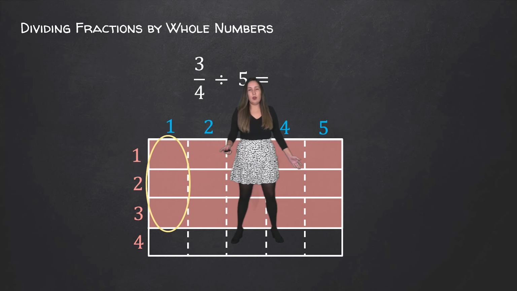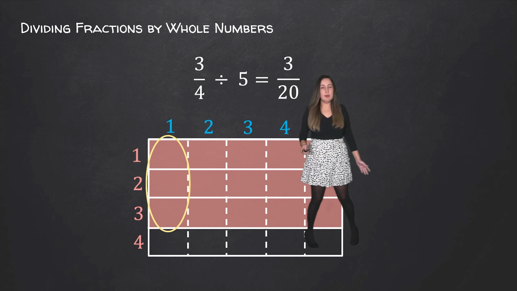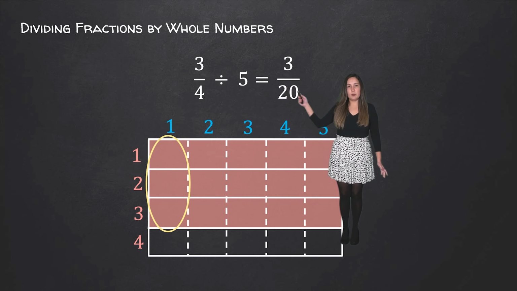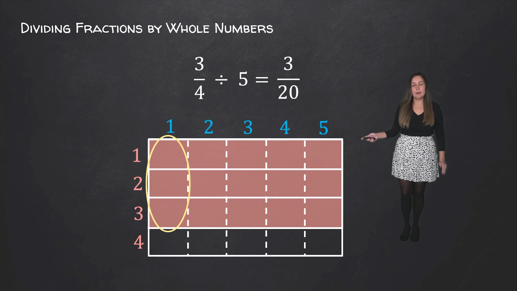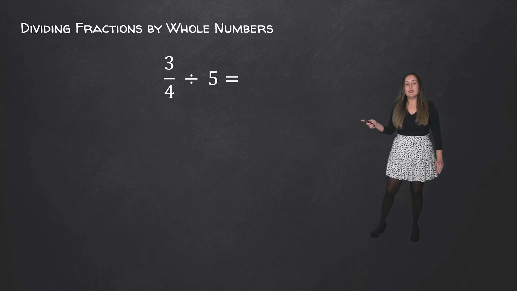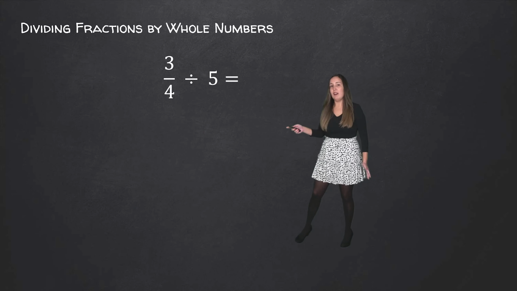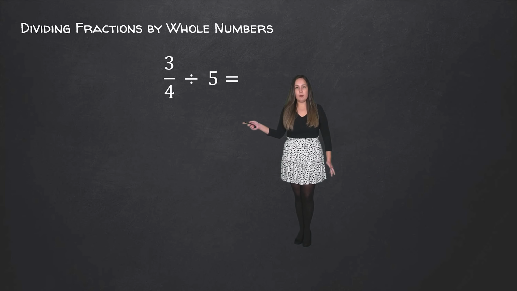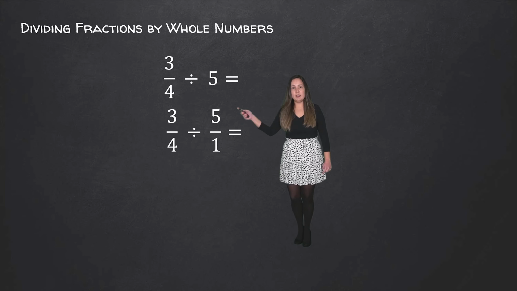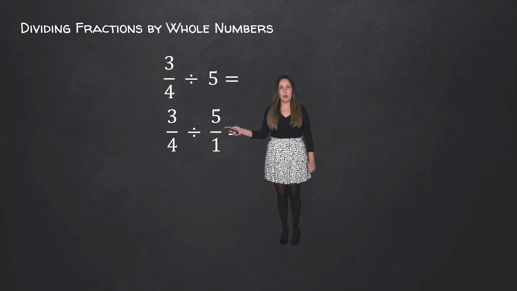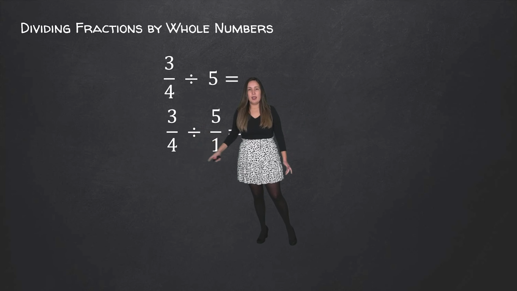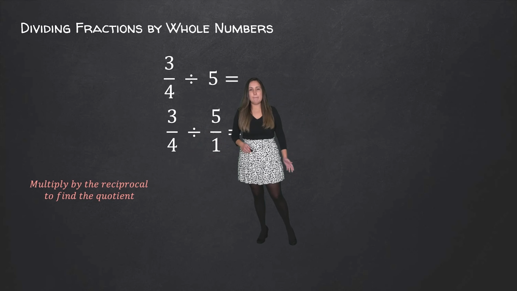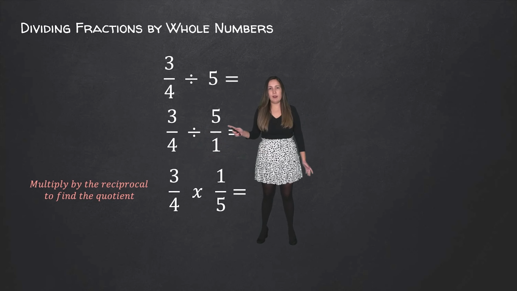And now our rectangle is out of 20 pieces, so our answer is 3 out of 20 because in our first column we have 3 shaded and now we have a total of 20 pieces. So if we didn't have our model, we would take 3/4 divided by 5 and rewrite it so that 5 is in fraction form. Then we would take 3/4 and multiply that by the reciprocal of 5 over 1.